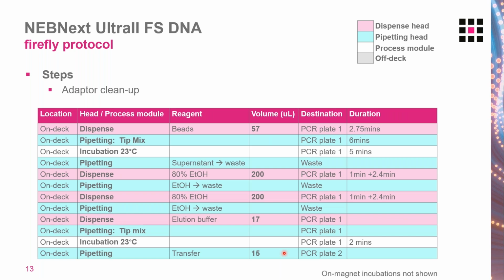So this is the second sub-protocol we created. It's the adapted cleanup. It is showing a cleanup, and these steps are really common for any cleanup used in NGS library preps. Again, we're using the dispense head and pipetting heads together with the process modules to execute this protocol.